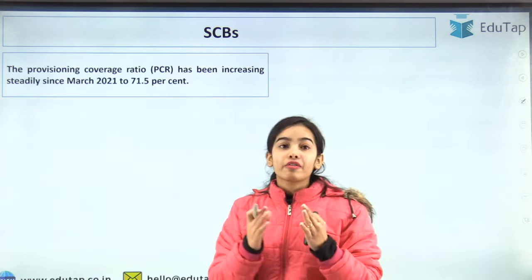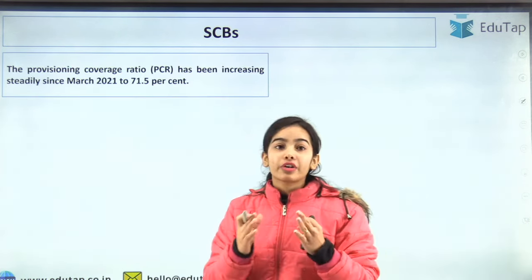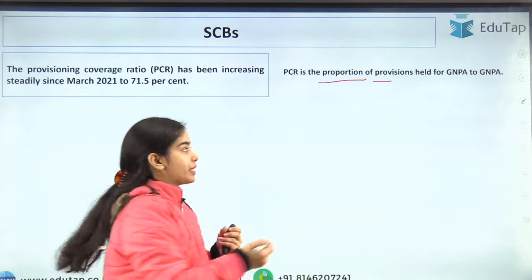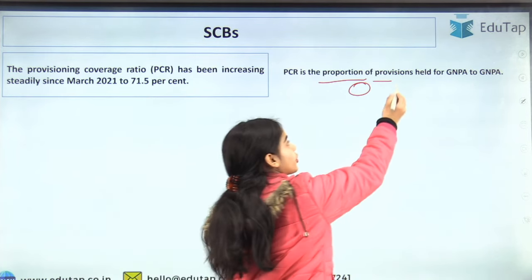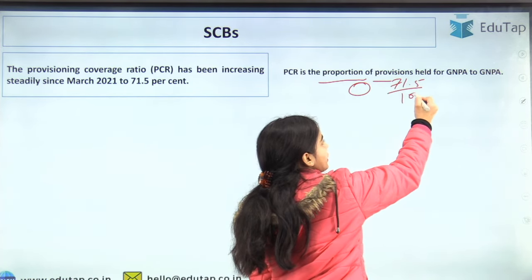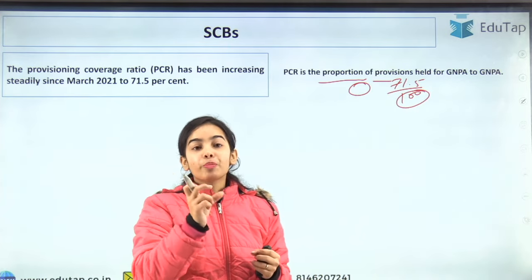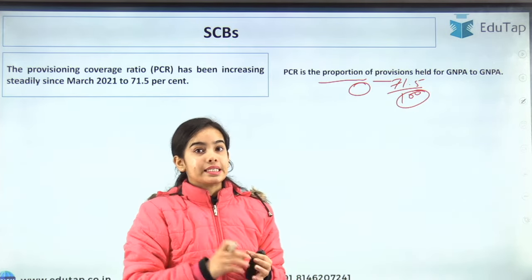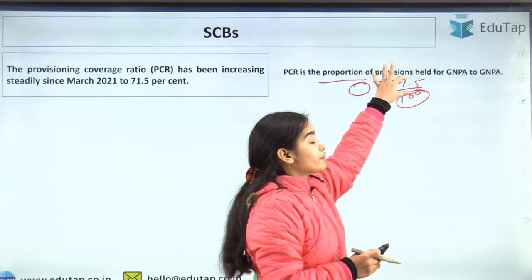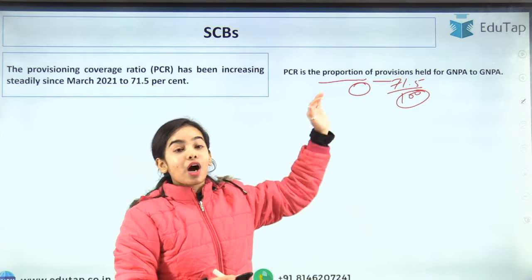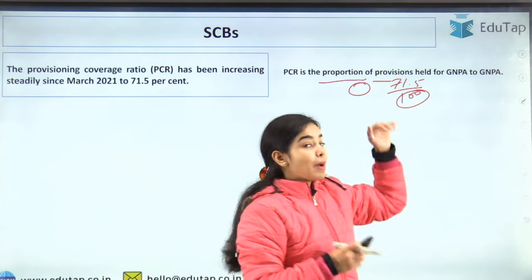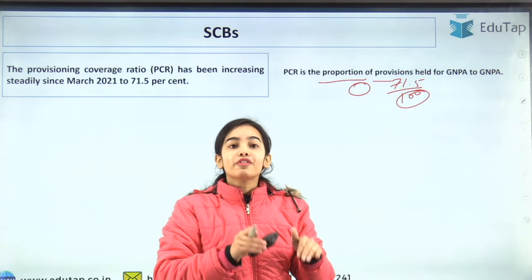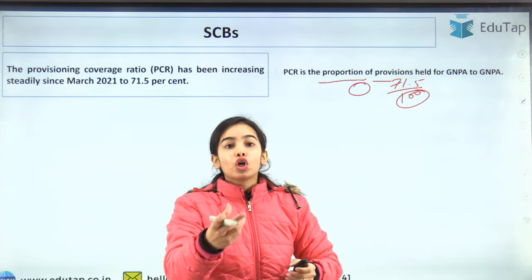Next is provisioning coverage ratio. PCR means the proportion of provision held for GNPA to GNPA. That is how much provision you are keeping. Let's say the percentage is 71.5%, 71.5 out of 100. So if the GNPA, the gross non-performing asset, is 100 crores, that means we have coverage for 71.5 crores. So you can understand how high it is. If the gross non-performing asset is this, the banks already have enough provision, enough capital to handle that kind of loss that they are facing.